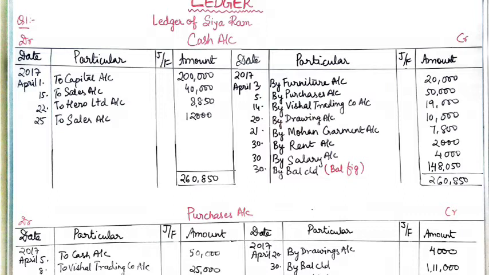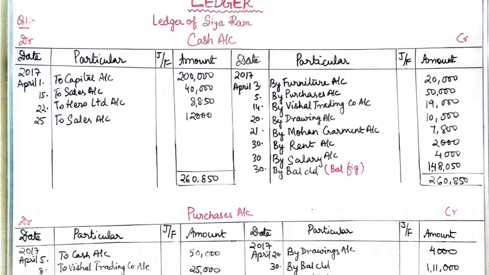As per the transaction of April 3, furniture account debit to cash. As I told you before, we will not record cash in the cash account column. Therefore, by furniture 20,000. April 5, purchases account debit to cash account, so by purchases 50,000. April 14, Vishal Trading Company account debit to cash account, so by Vishal Trading 19,000. April 20, drawings account debit to cash account, by drawings 10,000.